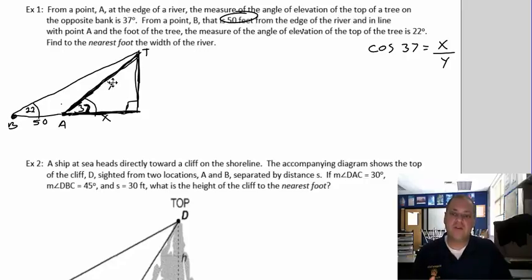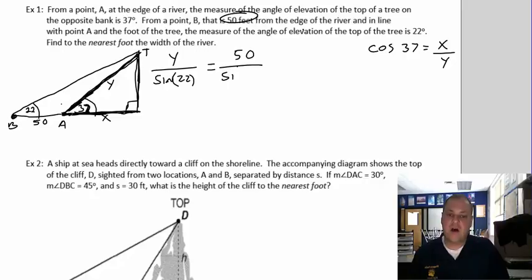We can do that because here's side Y, and I have opposite angle 22, so I can do Y over the sine of 22 equals, now I got to use this 50, 50 over the sine of, now it's got to be the sine of the opposite angle. Now here's the opposite angle up here. So I can figure that out.